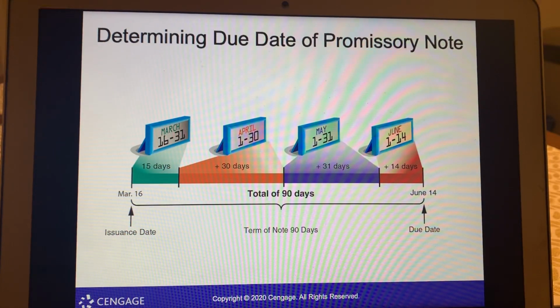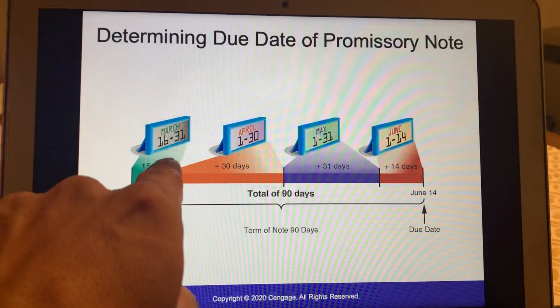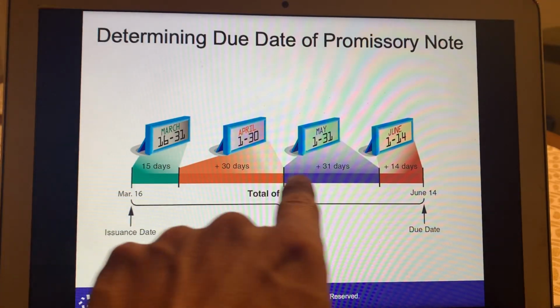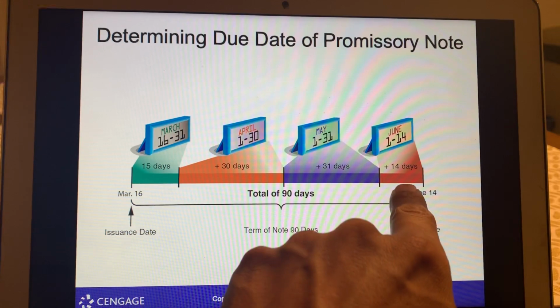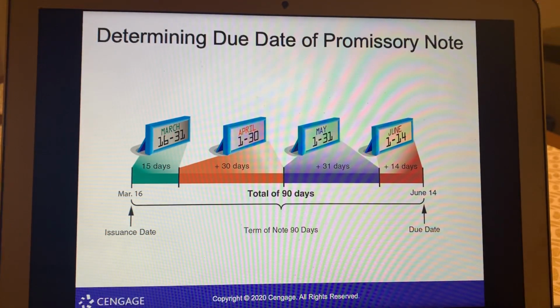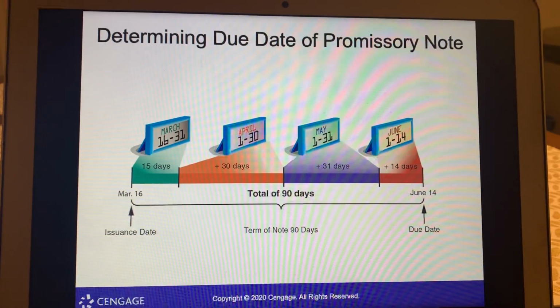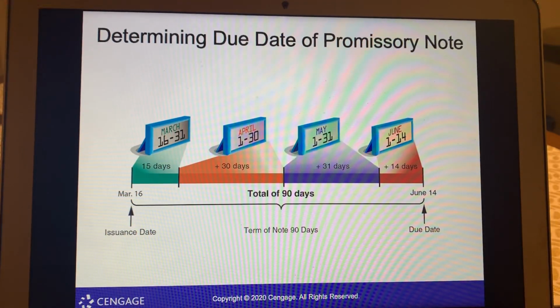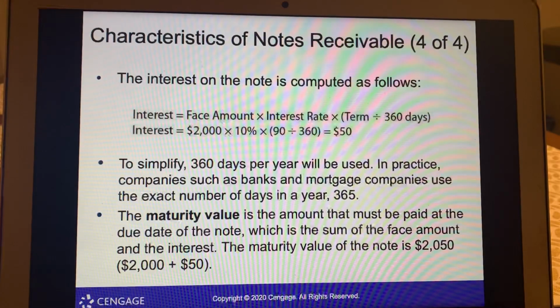Determining due date of the promissory note. So there's 15 days here, 30 days in April, 31 days in May, 14 days in June. So this is a way to figure it out. Okay. This is when you issued it on March 16th, and when it's due is June 14th. Another visual of how this would look.